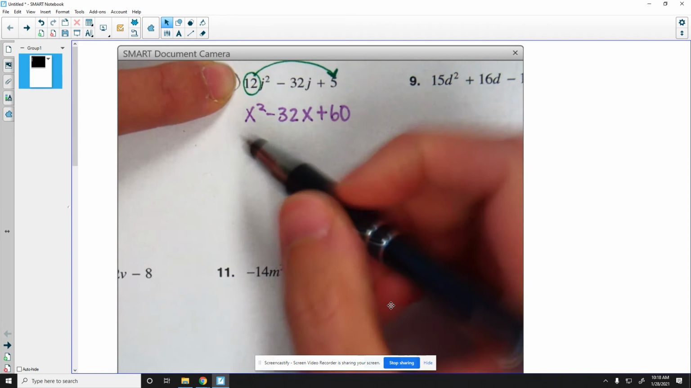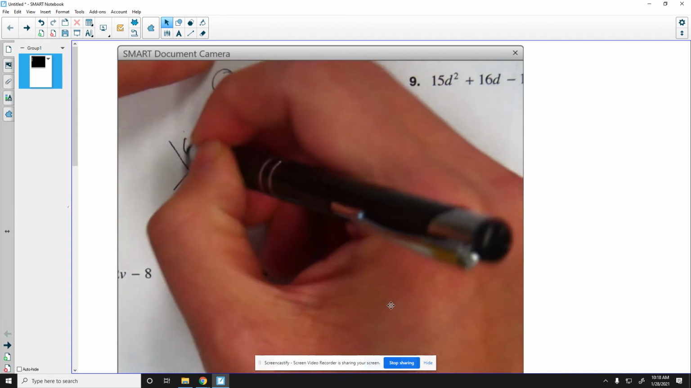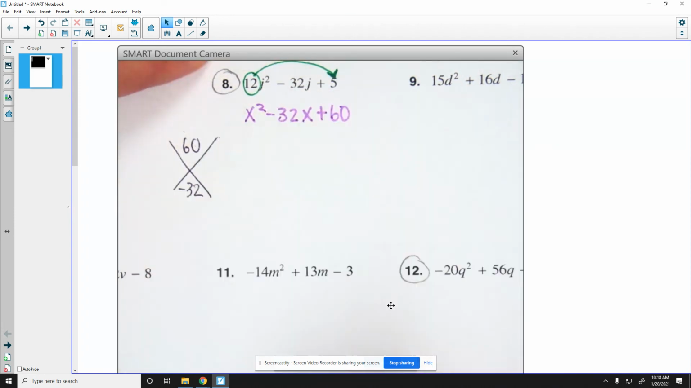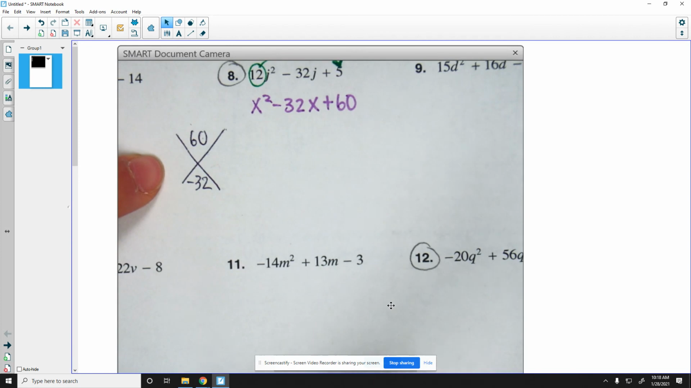Big X, because it starts with a 1, so now I can do big X. Positive 60, negative 32. Oh gosh. I'm going to use my calculator because 60 is a big number. There's so many factors.